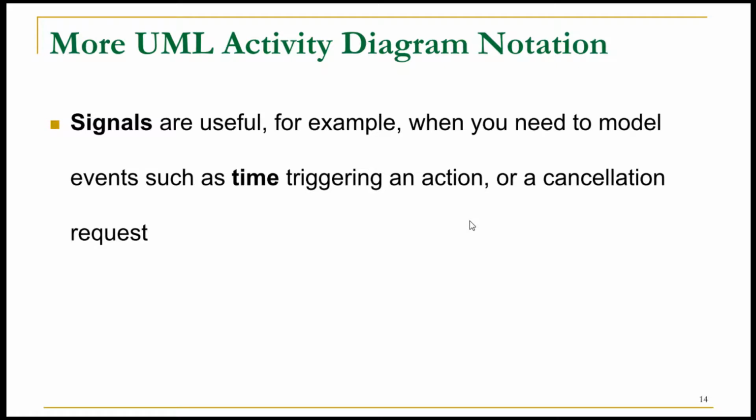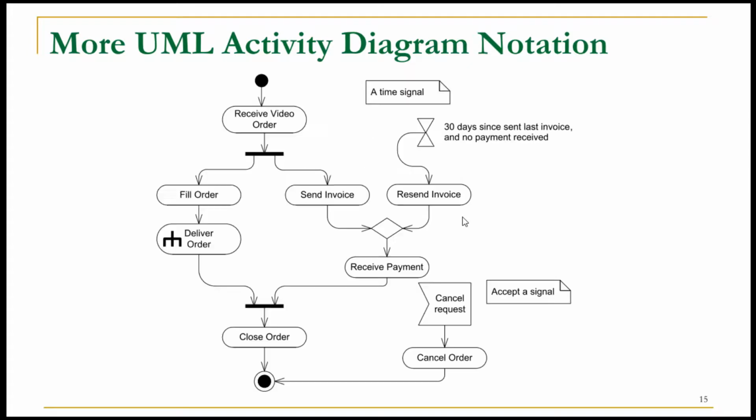In a scenario where time can cause or generate an event, we can use the signals notation. So for example, in this activity diagram where we are sending the invoice after receiving the video order, we can keep on resending the invoice based on some specific time duration. To represent that, we can use the signal notation. So this signal notation here represents that after each 30 days of period, we are going to resend the invoice automatically. And similarly, if there is a request for cancelling the order, we will simply initiate the cancel order activity and finally stop.